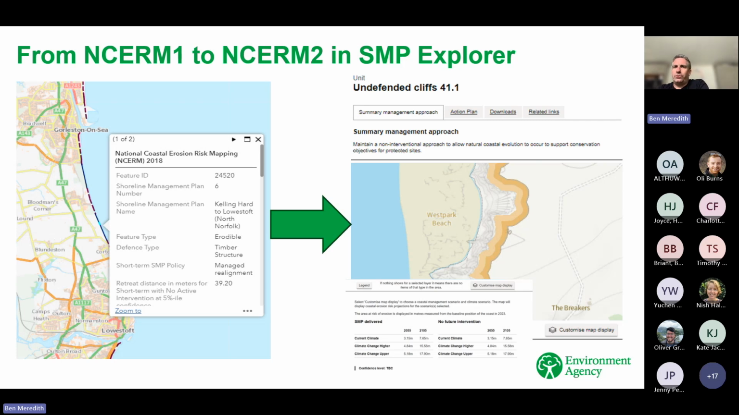And it was really important for us to have the information on the Shoreline Management Plan Explorer website, because that allows users to access not only the erosion risk, but also the detail behind how we plan to manage the coast in the future.